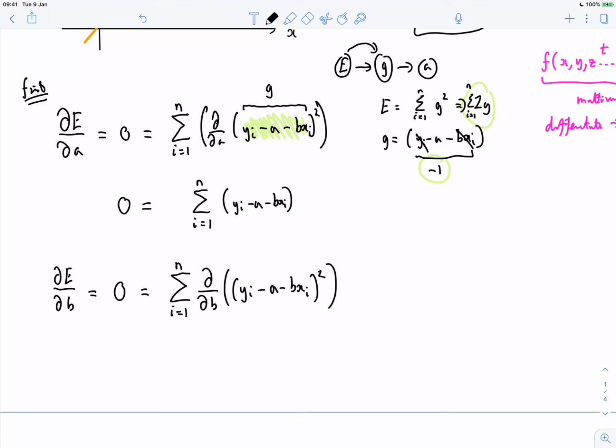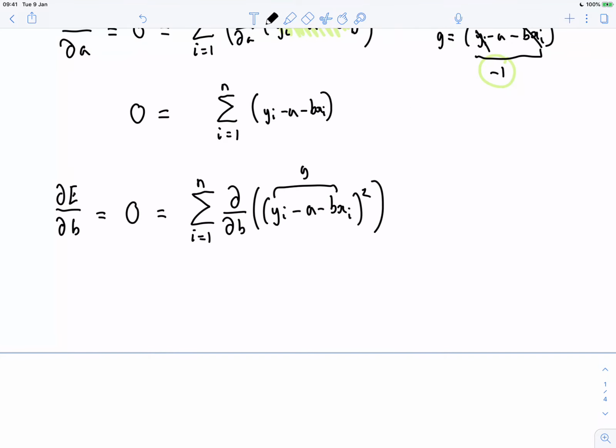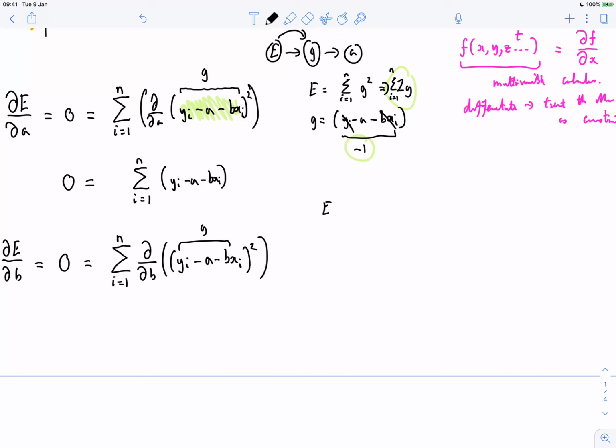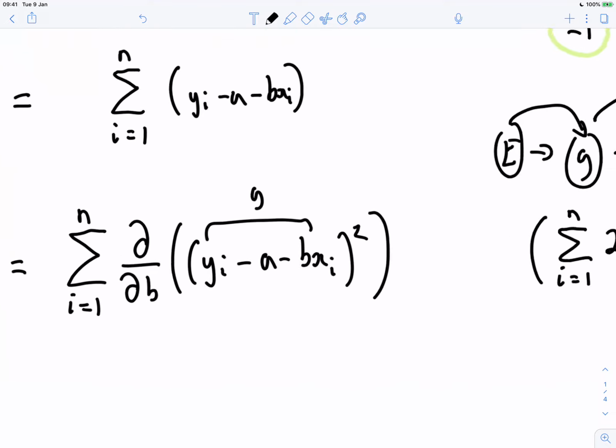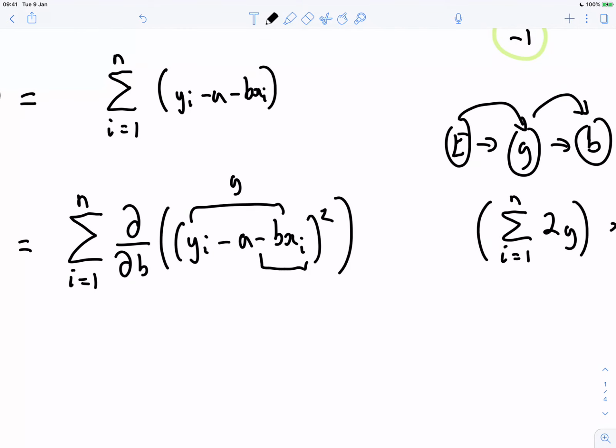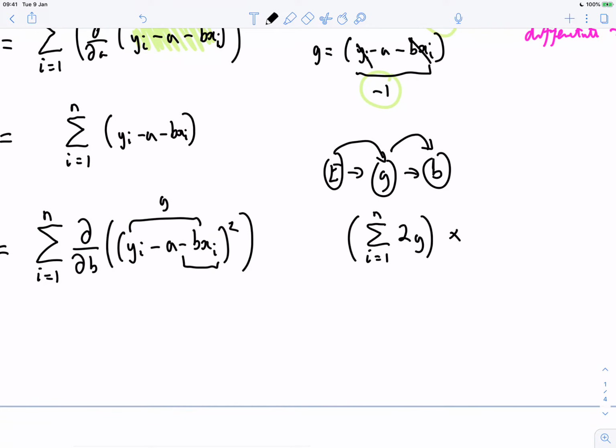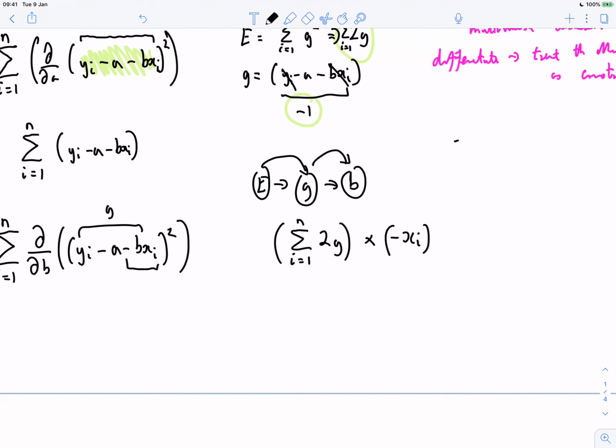Okay, same deal. We've now got this function we can still call g, but look what happens when we differentiate with respect to b. E is still a function of g, which is still a function of b this time. So we need to find dE by dg, which we've already worked out. That's the sum from 1 to n of 2g. But now we have to multiply this by dg by dB. Now, if you look very carefully, the b term is multiplied by xi. So yi would differentiate to 0 because it's just a constant if you keep it fixed. A is a constant if you keep it fixed, but minus b xi, if you differentiate with respect to b, is just going to be minus xi. Why is that the case? Well, essentially you've got minus 2b, for example.